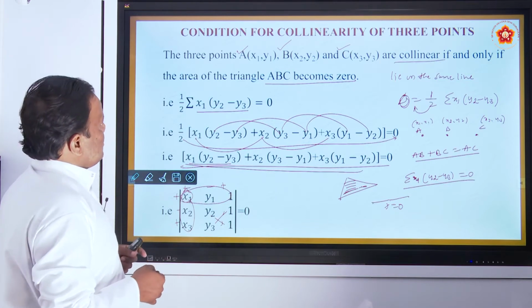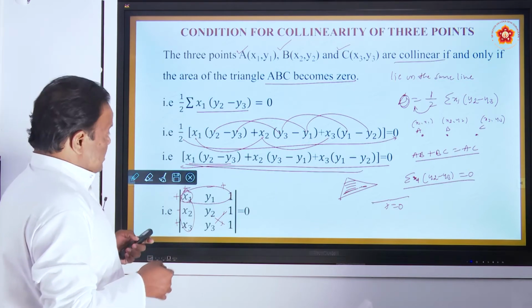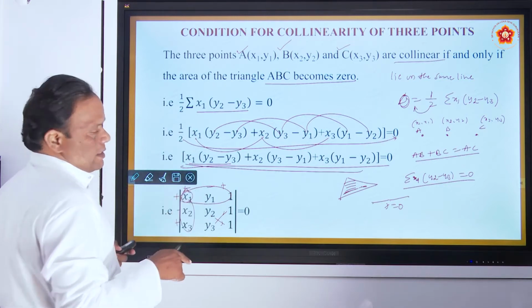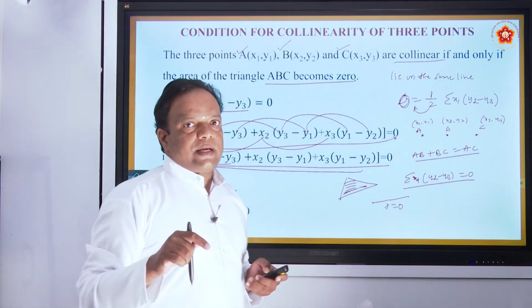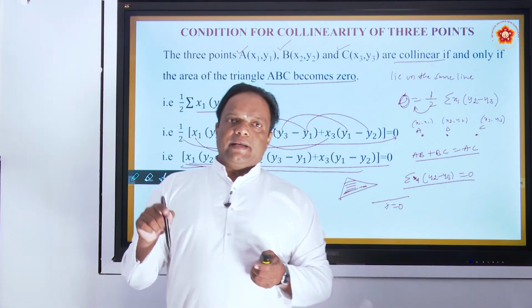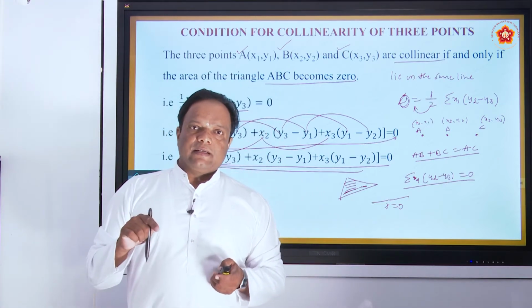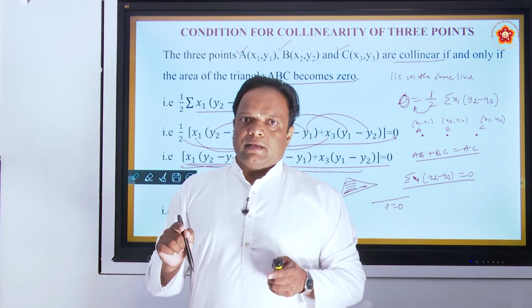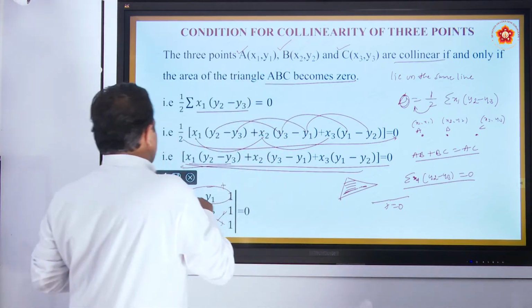So this is the condition for the 3 points to be collinear. Okay, I think you understand this condition. When the 3 points are collinear, the area of the triangle is 0. Then we say that the 3 points are collinear, lying on the same line. Okay, this is the condition.